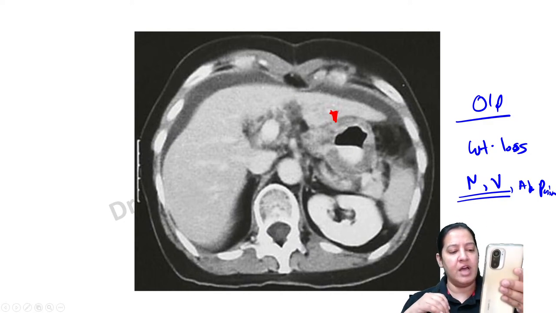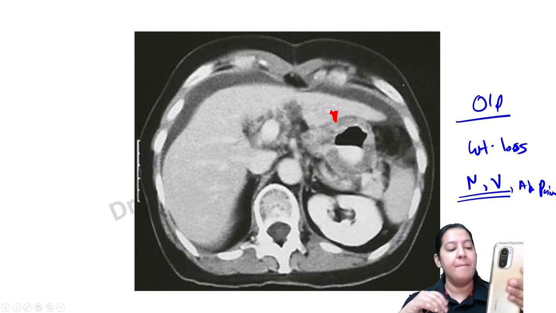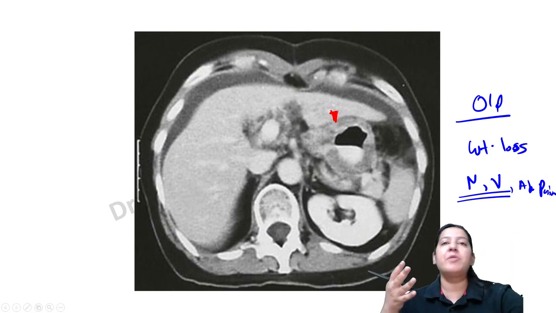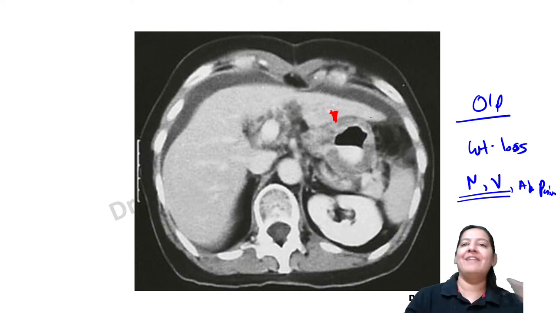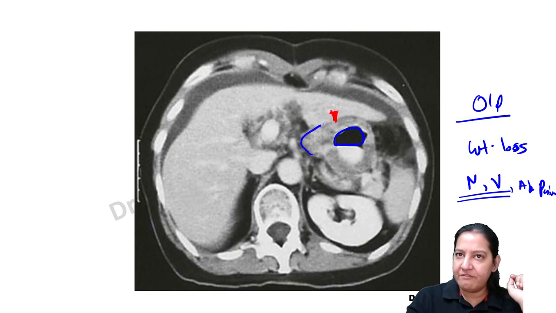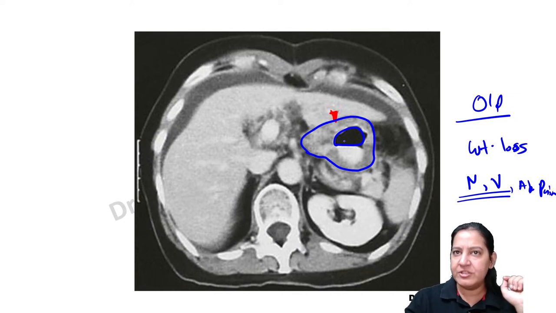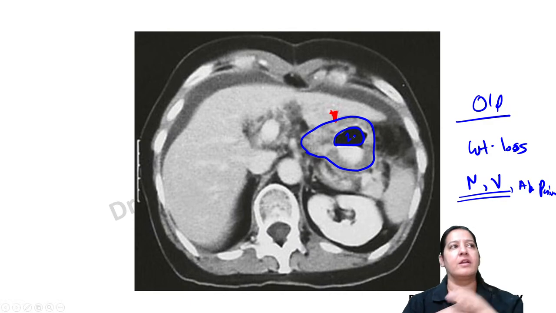Let me see your chat. Sakshi, CDH1 comes later, first tell me the name of the disease. I'm not asking the mutation. Tell me the name of the disease. What is the disease here? Okay, second way. What is this organ in whose wall this disease is present? This is the wall of this organ which is showing the disease. What is that organ? I'm putting a question mark here. Can you tell me what this organ is?